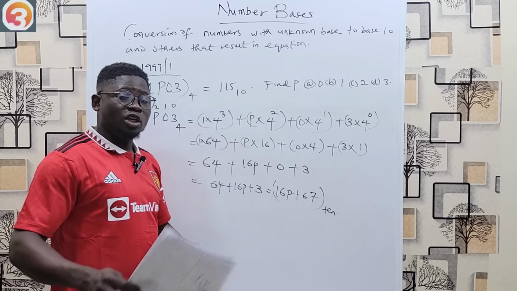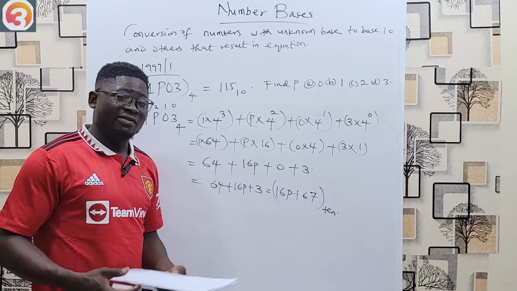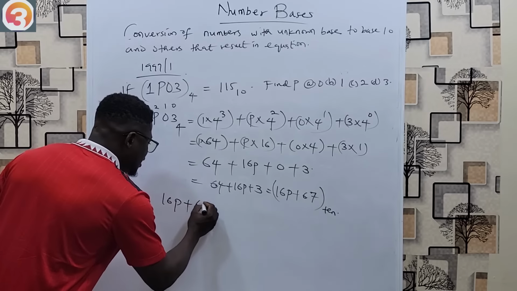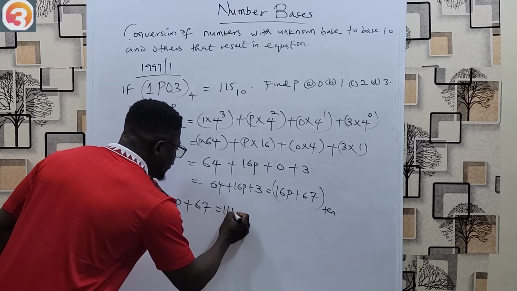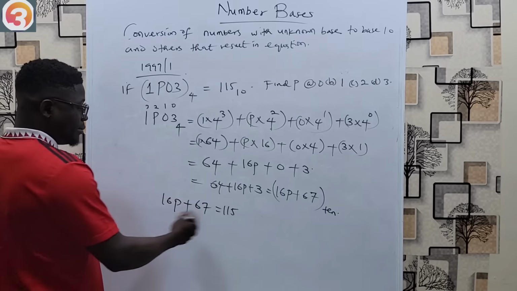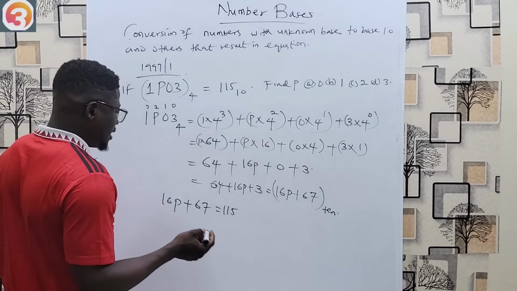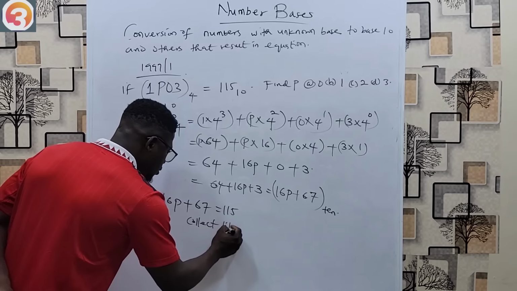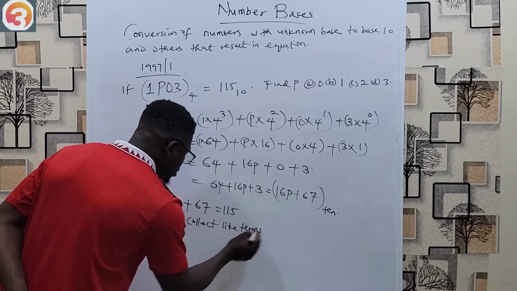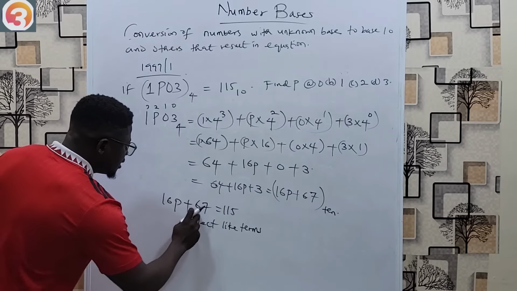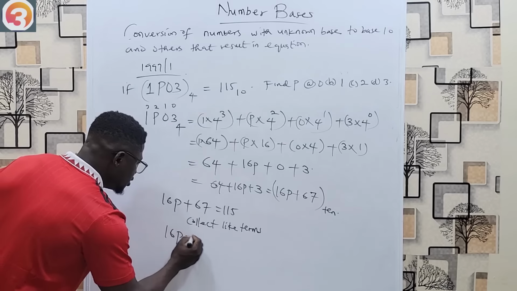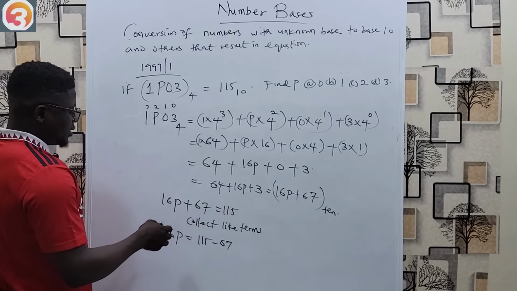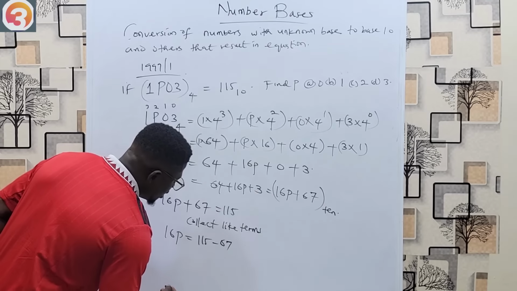So we can now equate both of them together and find the value of P. 16P plus 67 is equal to 115. They're both in base 10, so there's no need to be writing the 10 out. Now you collect like terms again. 67 is going that way. So 16P is equal to 115 minus 67. What is 115 minus 67? I think that should be 48.